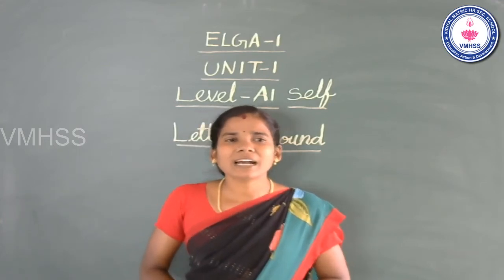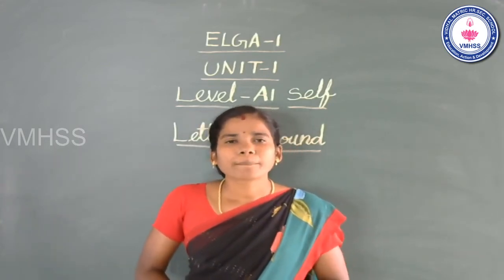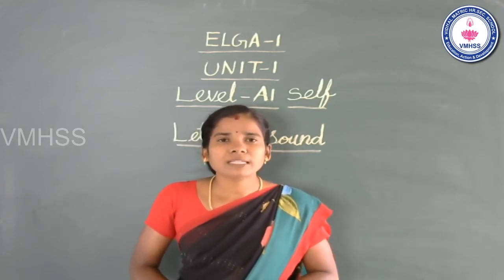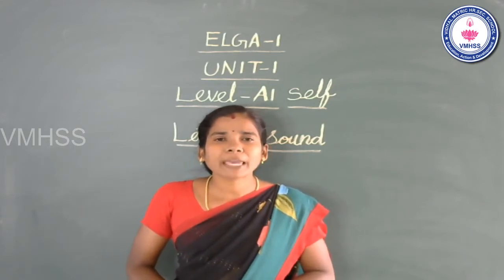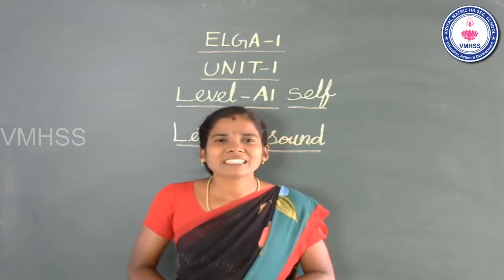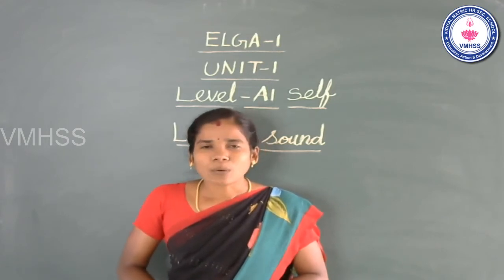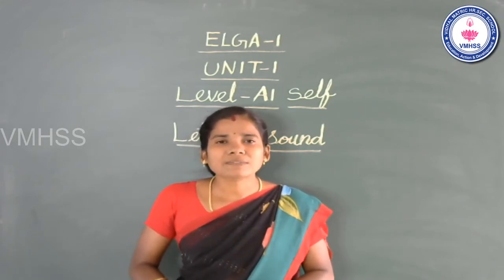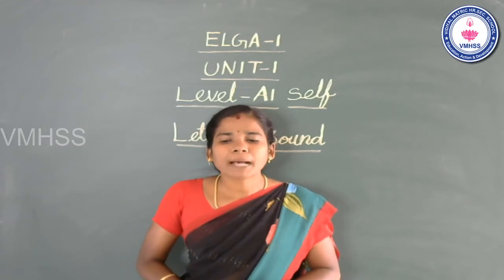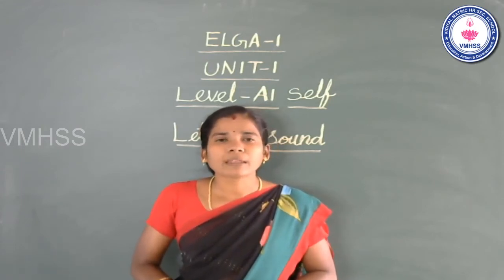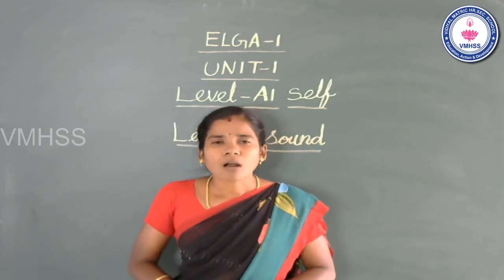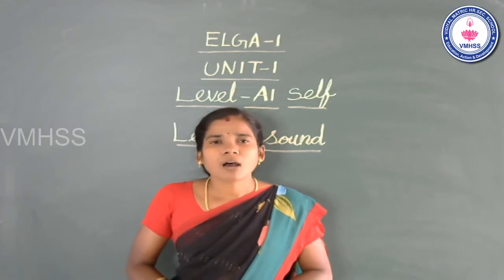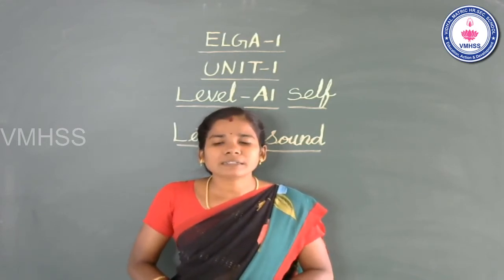K, kite. L is for lamb. L, lamb. M is for mango. M, mango. N is for nest. N, nest. O is for owl. O, owl. P is for parrot. P, parrot. Q is for queen. Qu, queen. R is for rabbit. R, rabbit.